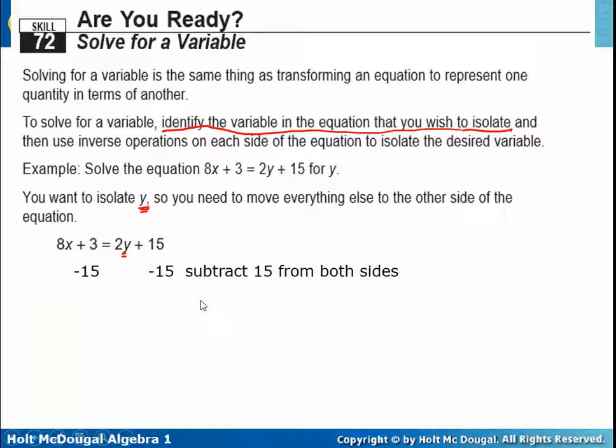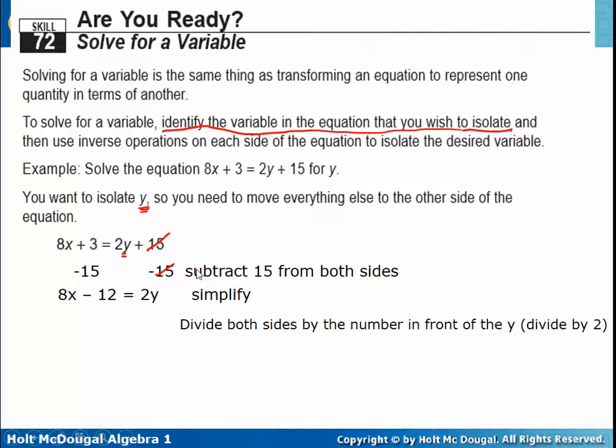First thing that you should do is subtract the 15 from both sides. We want to undo what is being added or subtracted to the variable. After that, you will simplify what you have left. So 3 minus 15 is equal to minus 12. So now we have 8x minus 12. On the right side, the plus 15 minus 15 cancels. It goes to 0. So we're just left with 2y. So we're getting closer to our goal of solving for y.